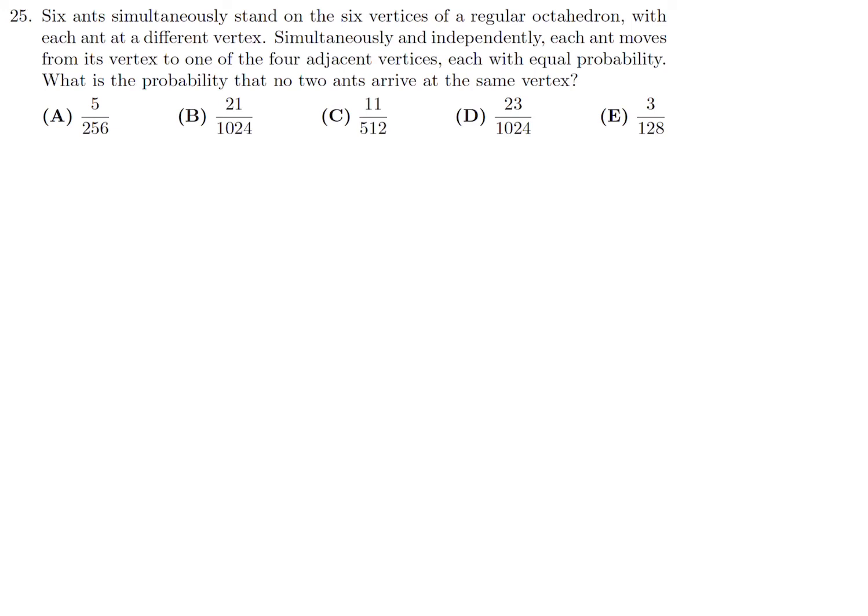Six ants simultaneously stand on the 6 vertices of a regular octahedron, with each ant at a different vertex. Simultaneously and independently, each ant moves from its vertex to one of the 4 adjacent vertices, each with equal probability. What is the probability that no 2 ants arrive at the same vertex?